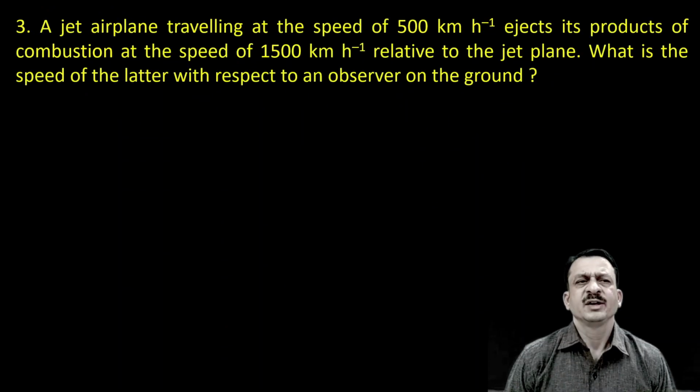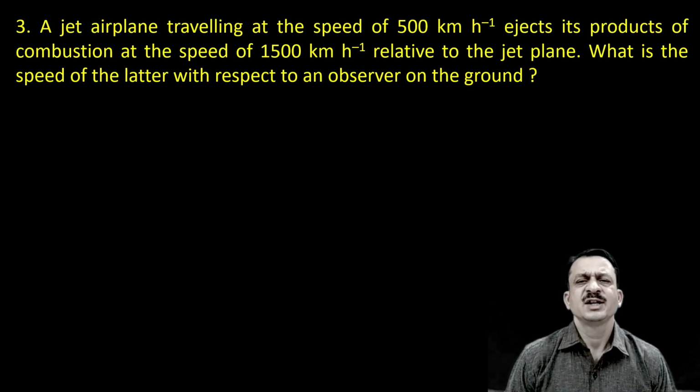A jet aeroplane traveling at a speed of 500 km per hour ejects its products of combustion at the speed of 1500 km per hour relative to the aeroplane. What is the speed of the latter with respect to the observer on the ground?